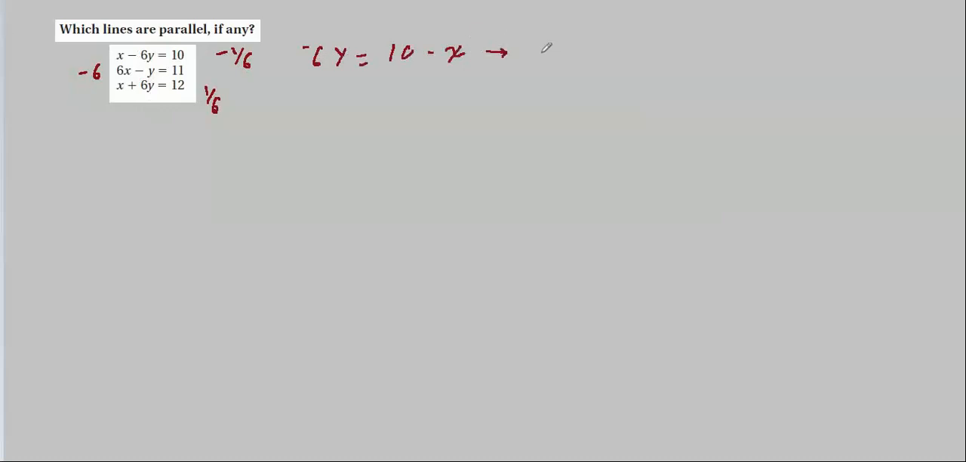Divide through by minus 6 and we get y equals 10 over minus 6, minus 1 over minus 6 x. And that gives us that y equals 1/6 x minus 4 over 3. So, I see a difference between these two. Don't you? What was the difference?